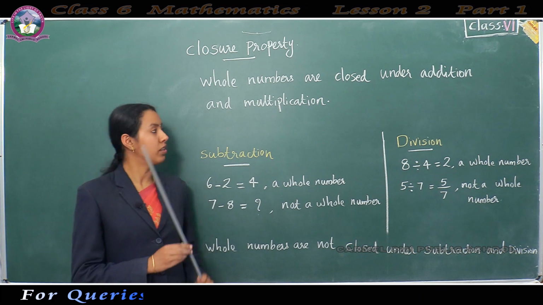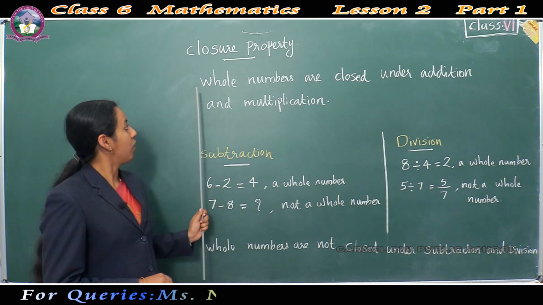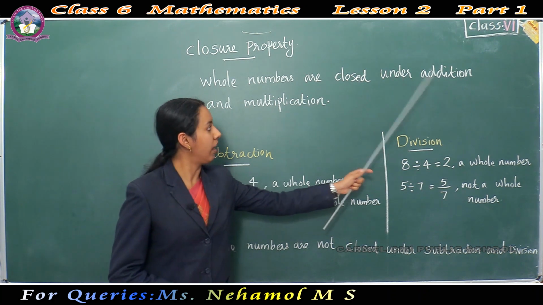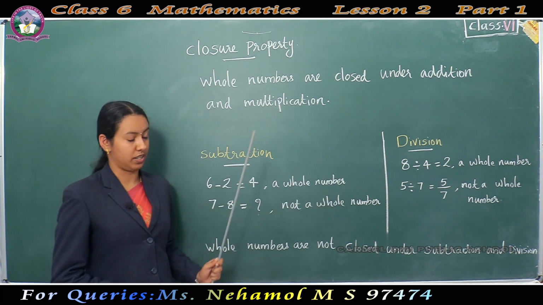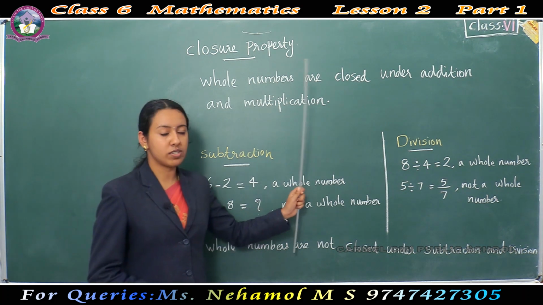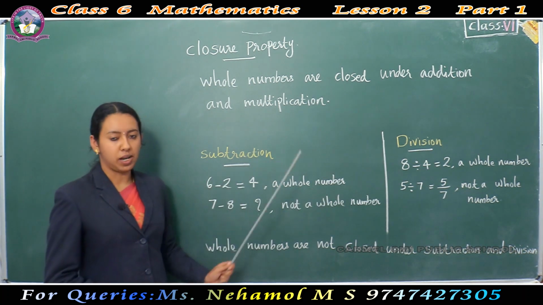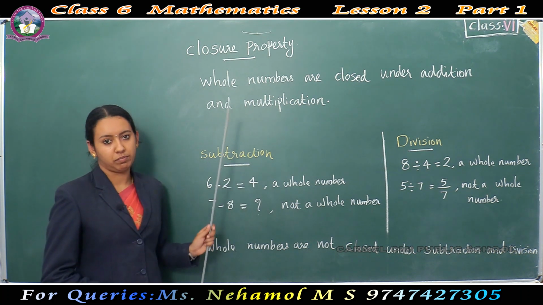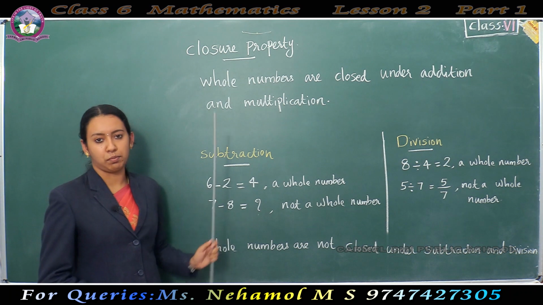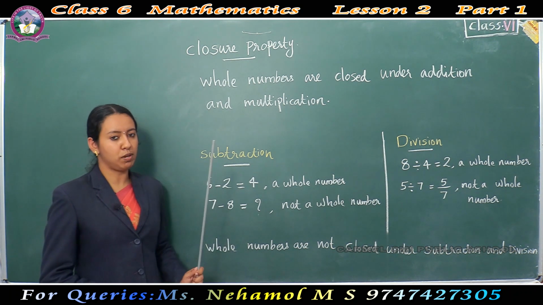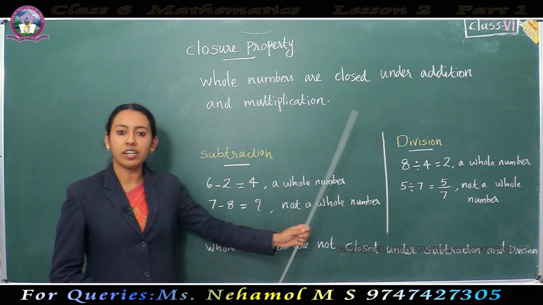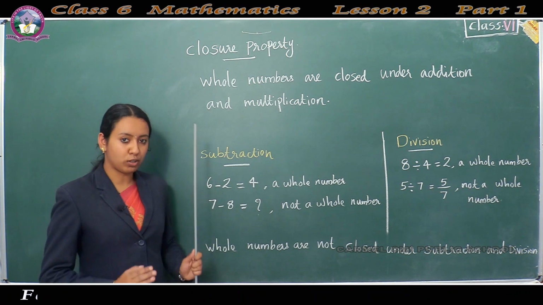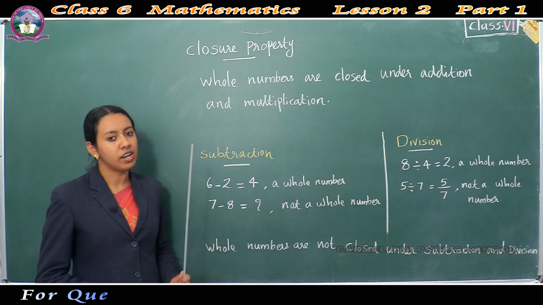Next one is closure property. We know that whole numbers are closed under addition and multiplication. This property is known as closure property. And it is not possible for subtraction and division. That means whole numbers are not closed under subtraction and division.